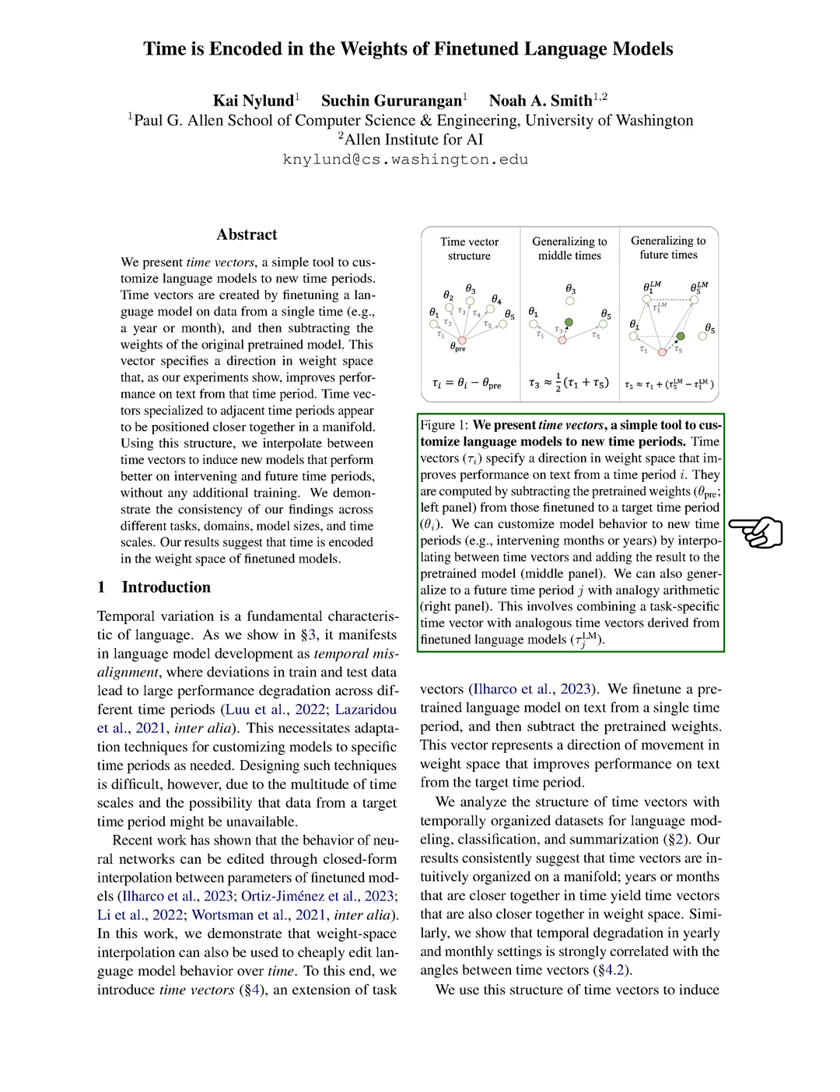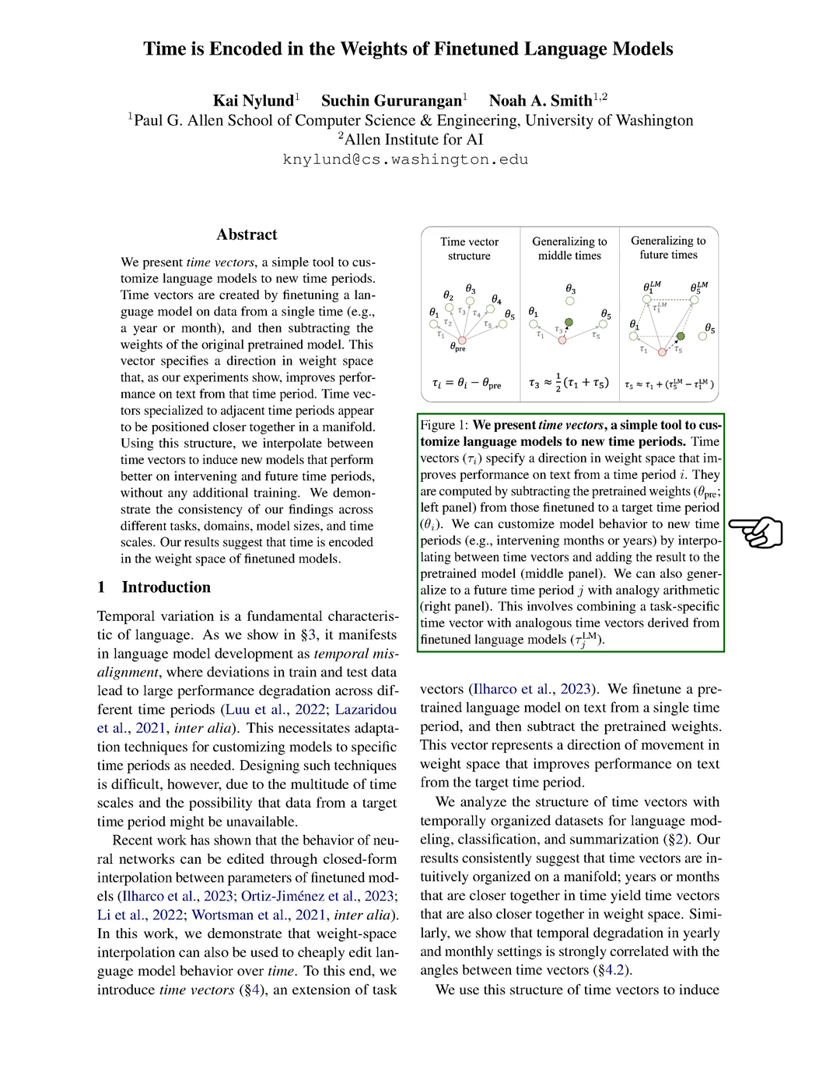This means that time periods that are close together yield time vectors that are also close together in weight space. We also found that temporal degradation in yearly and monthly settings is strongly correlated with the angles between time vectors. We use this structure of time vectors to create models that perform better on data from new time periods.